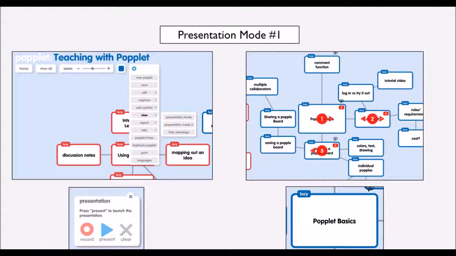To use presentation mode number 1, select the blue gear icon on the poplet you wish to present. Select View and then Presentation Mode from this drop-down menu. In the lower left-hand corner of your screen, the Presentation Control panel will appear. Select Record and then click on the popples in the order you wish them to appear in the presentation. To view the presentation, select the Present option in the Presentation Control panel, and then use the right and left arrow buttons on your keyboard to move through your popples in the order you designated.